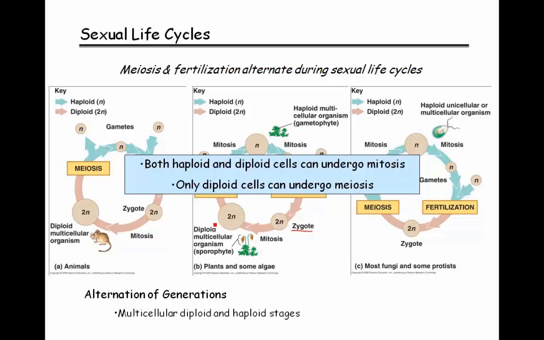However, only the diploid cells can undergo meiosis. This is because meiosis is going to cut the number of chromosome sets in half. We cannot go from one copy of a chromosome down to half a copy of a chromosome. We need to maintain whole copies. So we need to have cells that have even diploid numbers if they're going to undergo meiosis.